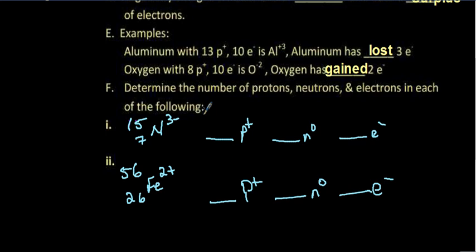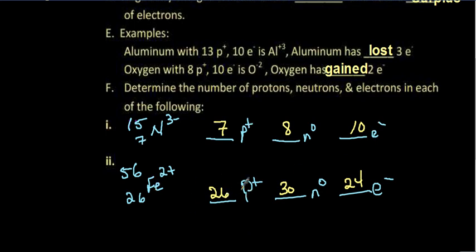Okay. Hopefully you've attempted this on your own, and the answers would be the following. There you have it. You would have 7 protons for this nitrogen atom. That's what makes it nitrogen. 8 neutrons, because the 7 plus the 8 makes the 15. And then 10 electrons, because this 3- charge means that this nitrogen has gained 3 electrons over the 7 to create 10.